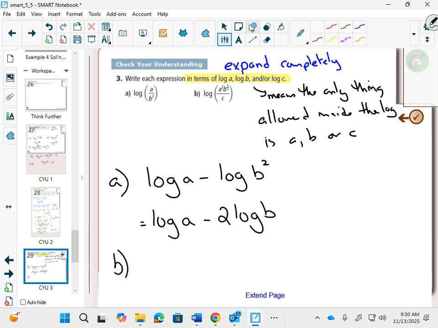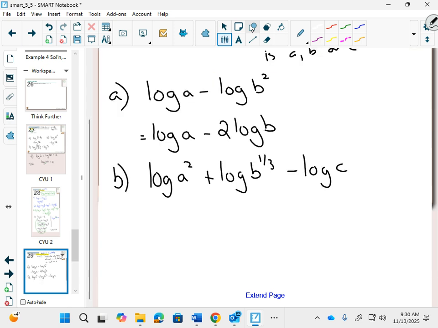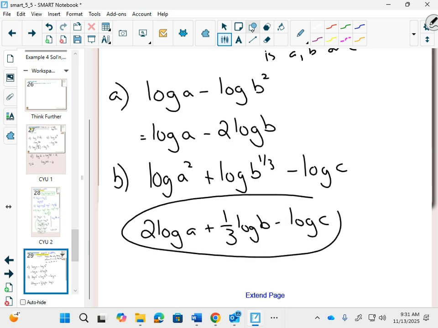So on this next one, whatever is in your numerator is added. So I would have a positive A squared and a positive B to the 1/3, and whatever's in my denominator is subtracted. And then I could bring out my exponents. And this would be expanded completely.